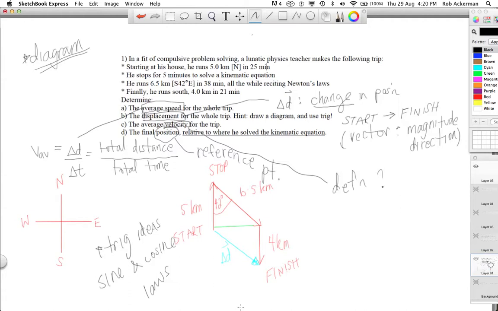You've got to say 5 meters away from what? Well, 5 meters away from where I'm sitting right now. 5 meters away from where you're sitting? Maybe, maybe not. The reference point matters. Here the reference point is relative to where he solved the kinematic equation. So see if you can figure out the position relative to that point.